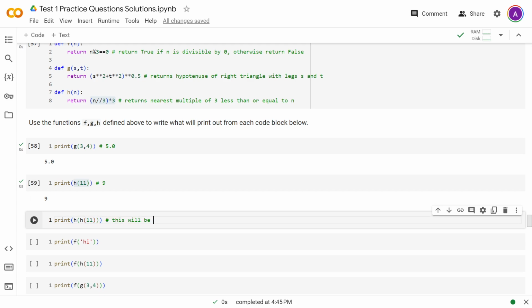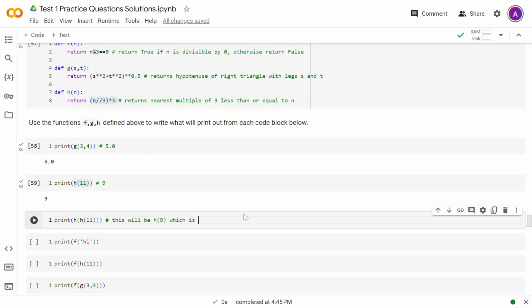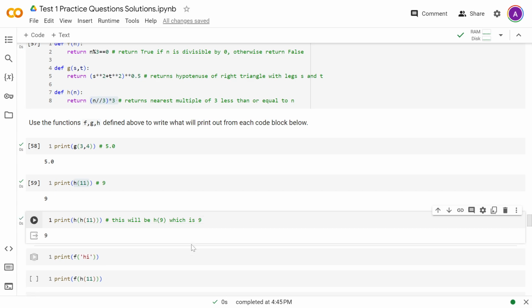So this will be h of 9, which is, so how many times does 3 go into 9? It goes in 3 times, and then we're multiplying that by 3, so we just get 9 again. Okay, so this will be 9 again.